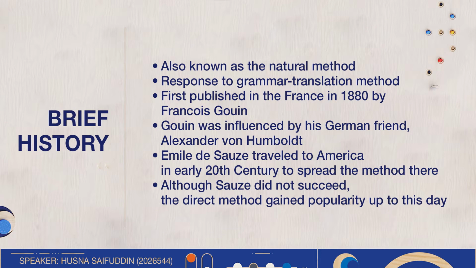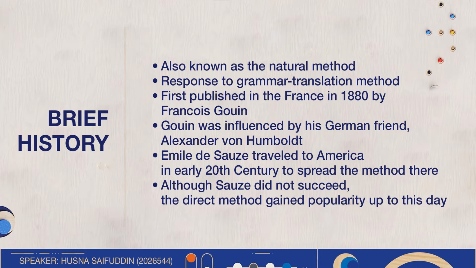It is also known as the natural method and was created in response to the grammar translation method that only focused on the grammar and written aspect of language and not the communicative aspect of language. So learners of the grammar translation method were not able to speak the target language fluently.